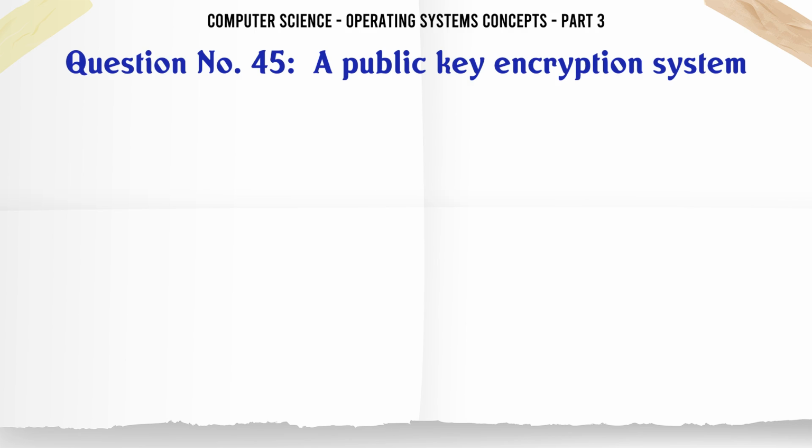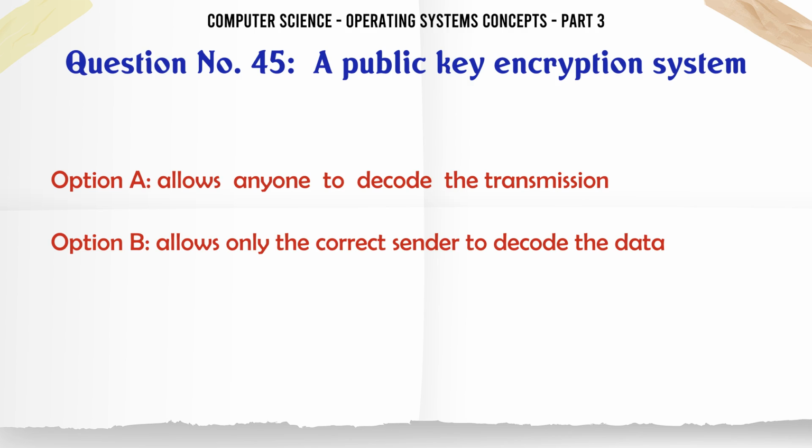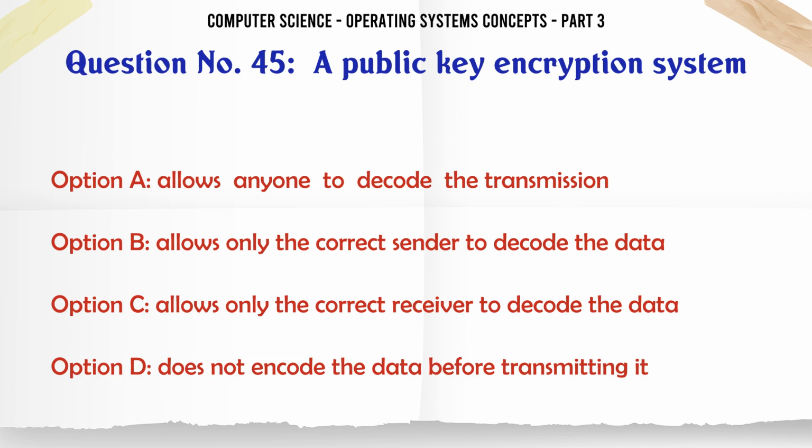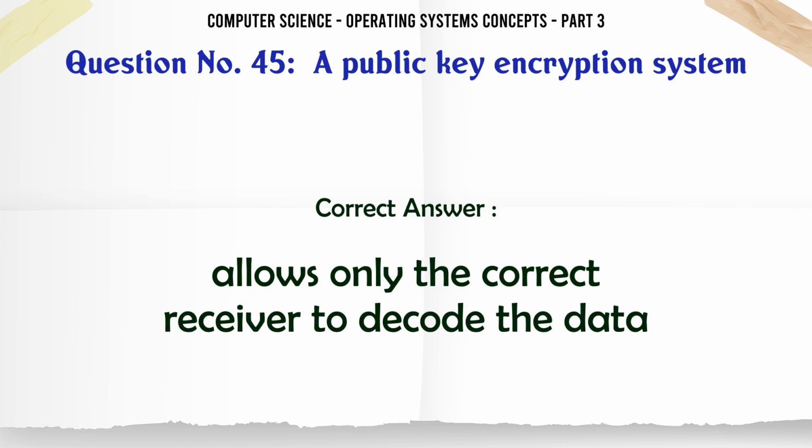A public key encryption system A. Allows anyone to decode the transmission, B. Allows only the correct sender to decode the data, C. Allows only the correct receiver to decode the data, D. Does not encode the data before transmitting it. The correct answer is allows only the correct receiver to decode the data.